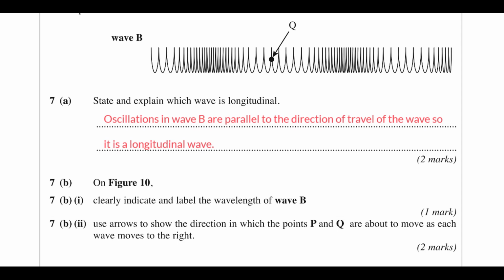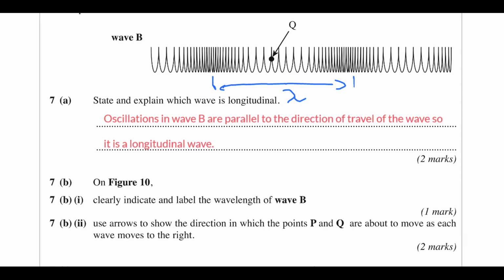On figure 10, clearly indicate and label a wavelength of B. It will be the distance between the centers of compression. So there's the center there, the center there. That would be your wavelength there. We could also have done it from the middle of two rarefactions. That would work too, but I think it's easier to do from the middle of compressions.